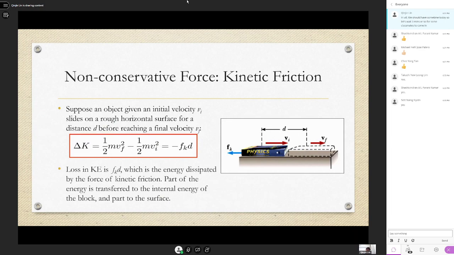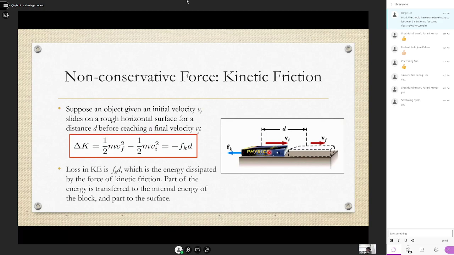We come to non-conservative force. Most common one is our friction. So friction, as we all know, takes energy away from a system. So suppose an object given an initial velocity vi slides on a rough horizontal surface for a distance d before reaching final velocity. That means this scenario is illustrated here.